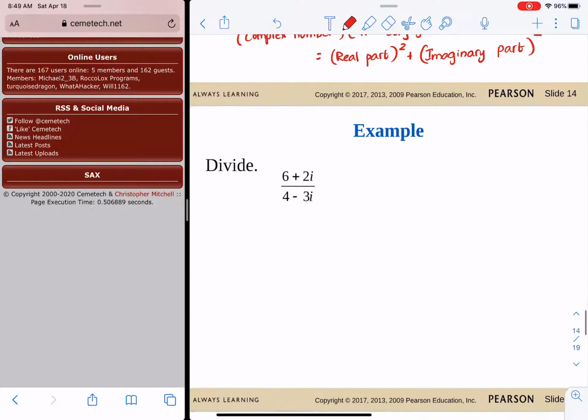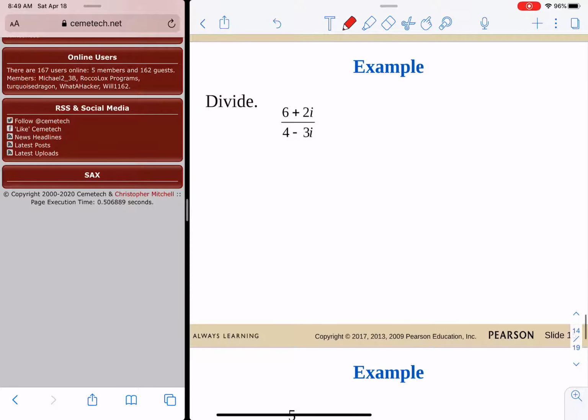So we have to use the concept of conjugation to divide two complex numbers. Anytime we divide complex numbers, the first thing that has to come to your mind is a complex conjugate. This is very similar to rationalizing radical functions when we divide radical expressions.